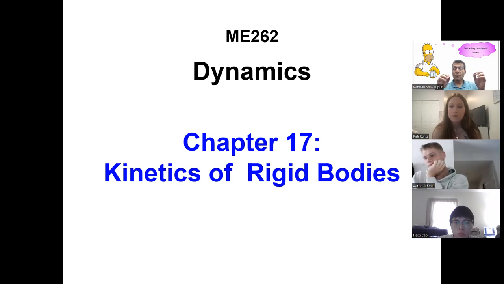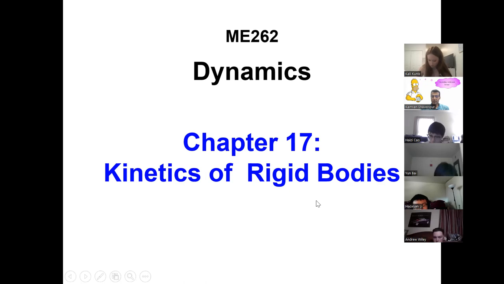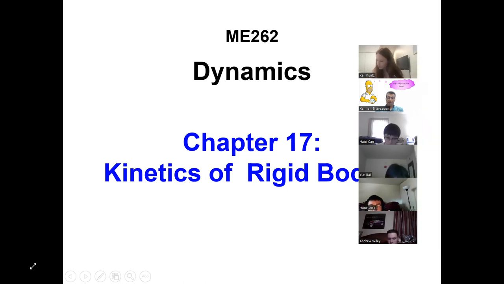So I'm gonna ask you, what was the main difference between particle and rigid body when it comes to kinematics? What was the main thing that we didn't have in chapter 12 and we have in chapter 16? Who can answer that? If someone asks you, okay, chapter 12 is kinematics, chapter 16 is kinematics, what is the major difference between a particle and a rigid body when you analyze it? How are you going to answer that?